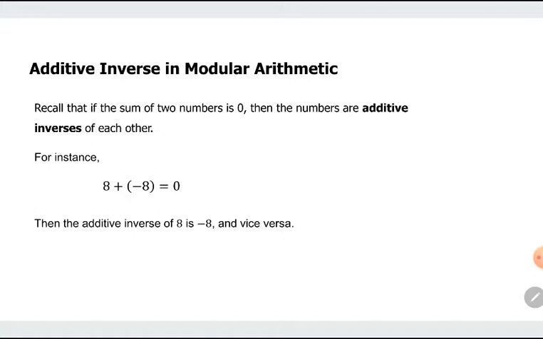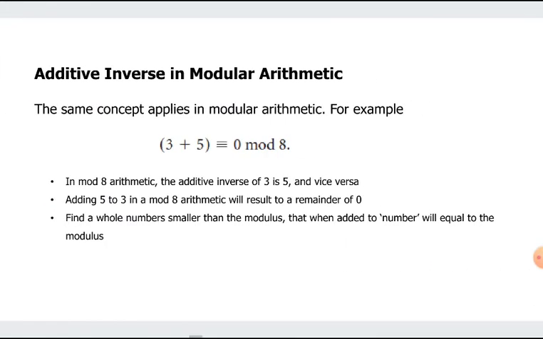So how about the concept of additive inverse? Remember, in regular arithmetic, when we say additive inverse, these are two numbers whose sum is 0. So the additive inverse, the opposite, when we say inverse. So 8, what will you add to 8 that will result in an answer of 0? Of course, the additive inverse is negative 8. So how do we use this concept of additive inverse in modular arithmetic? How does the same concept apply?